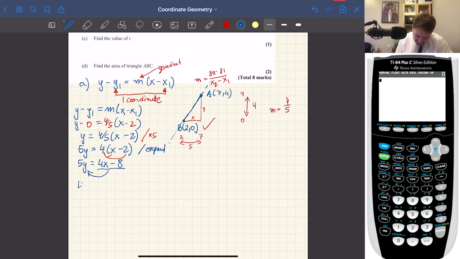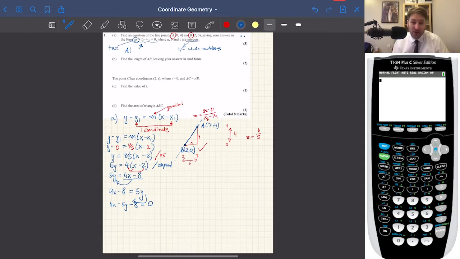I'm going to write 4x minus 8 equals 5y. I can do this. Apples, bananas, bananas, apples, right? Same thing. And now I'm going to move the 5y to the other side. So I get 4x minus 5y minus 8 equals 0. And now this looks like what they want. They want ax plus by plus c. My a is 4, my b is minus 5, my c is minus 8. All right, so this is question A.